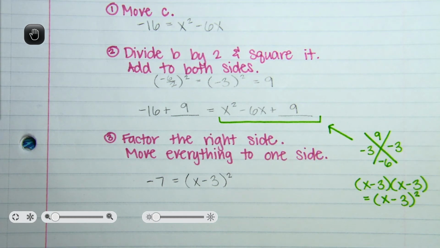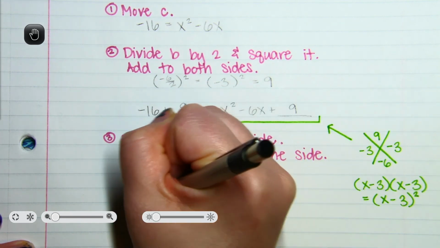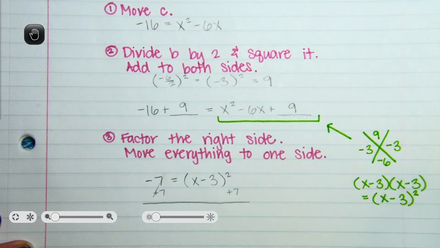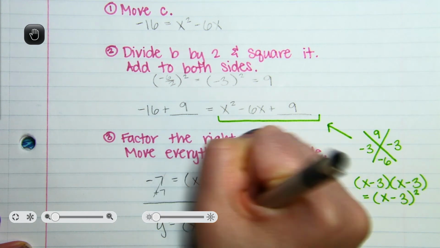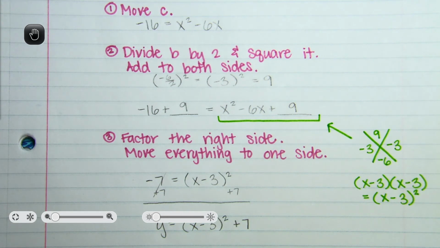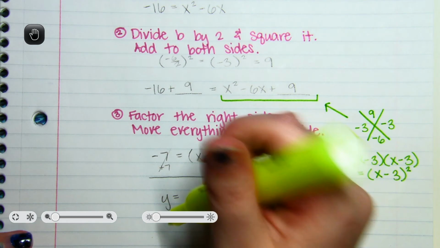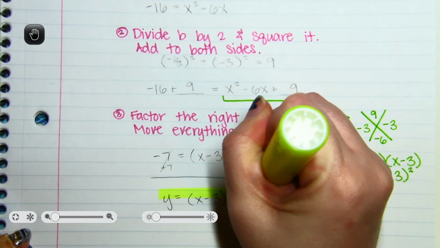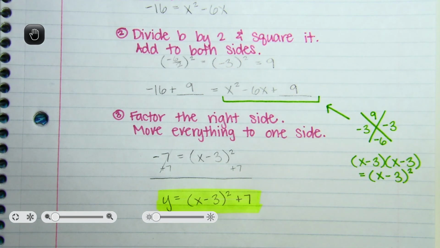And then the last step is to put everything on one side together. So I'm going to just add 7 to both sides. And I get y equals x minus 3 quantity squared plus 7. So we took it from standard form and rewrote it in vertex form.